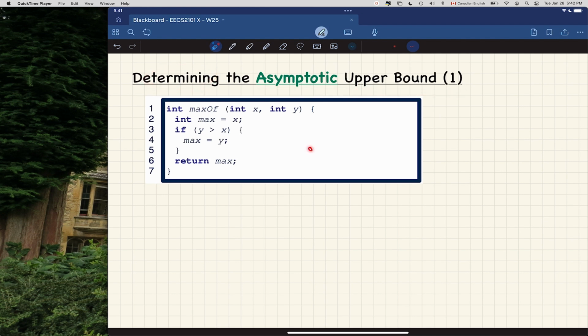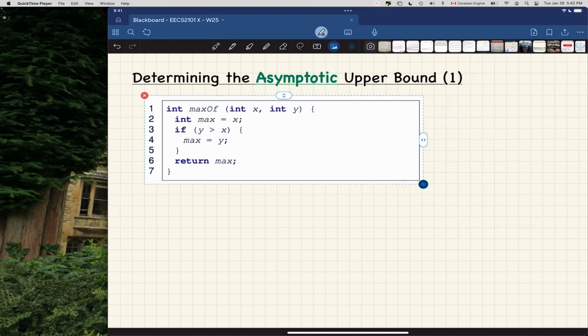Otherwise, you can simply say it's big O of 2 to the power n. That's correct, but it's not the tightest, right? So what I want is the tightest asymptotic upper bound. And also notice one thing here. We are trying to determine the asymptotic upper bound. That means we are somehow approximating.